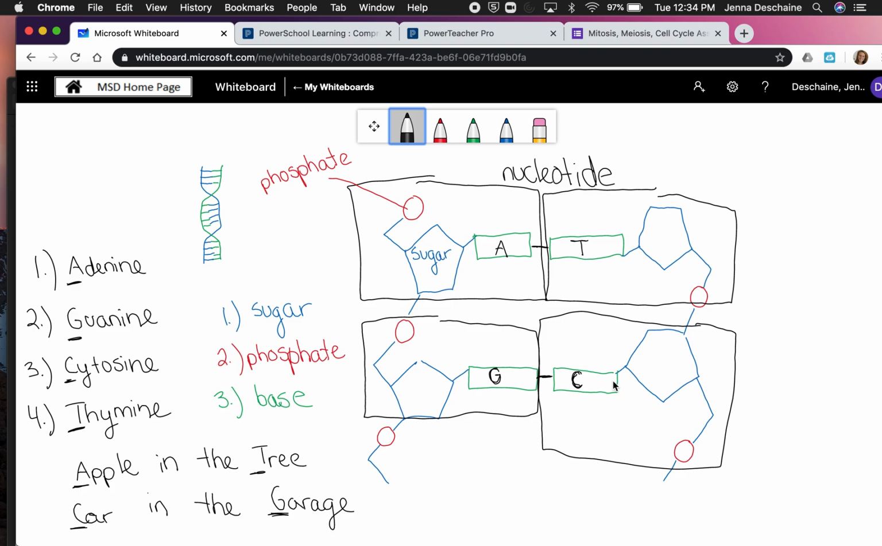So that's the basic structure of DNA, all right? Each DNA strand has a series of nucleotides, all right? And those nucleotides contain a sugar, a phosphate, and a base, okay? And the order of the bases is what makes your DNA unique, all right? And those bases can specifically bind to other bases. So adenine always binds to thymine, guanine always binds to cytosine. Okay, so that's very important to remember. Apple in the tree, car in the garage. Okay, so I think that's all I'm going to go over for today in terms of DNA structure, because DNA can be a lot sometimes.